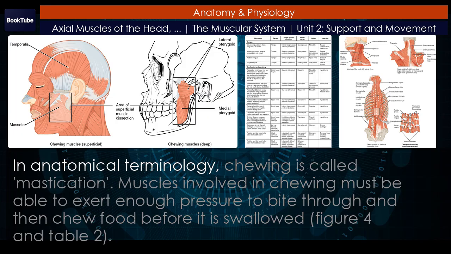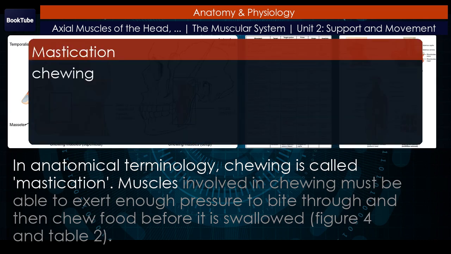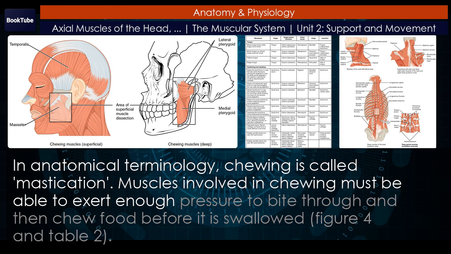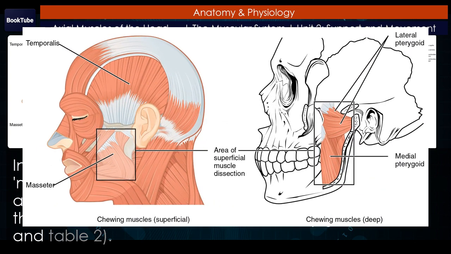Muscles that move the lower jaw. In anatomical terminology, chewing is called mastication. Muscles involved in chewing must be able to exert enough pressure to bite through and then chew food before it is swallowed. Figure 4 in Table 2.